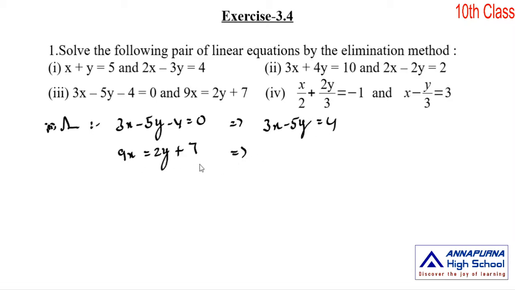And when you observe the second equation, it is not in standard form. So in the standard form, the variable terms must present on the left side, but here 2y presents on right side. So transpose this 2y to left side. So 9x minus 2y is equal to 7. This is the first equation and this is the second equation.